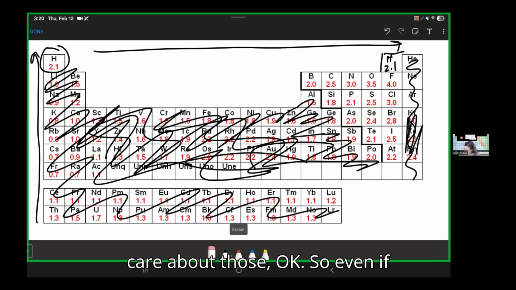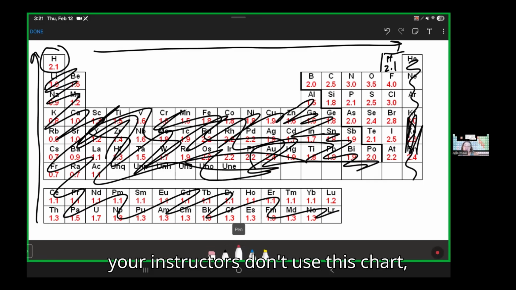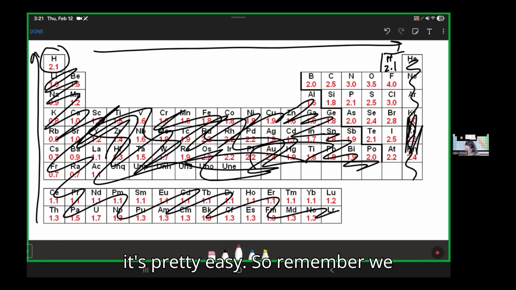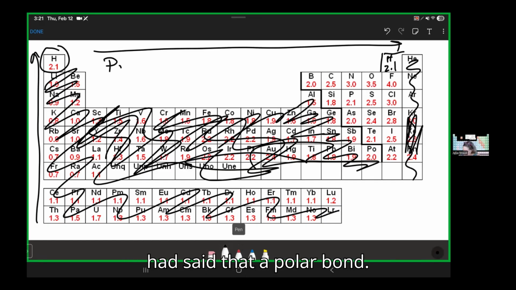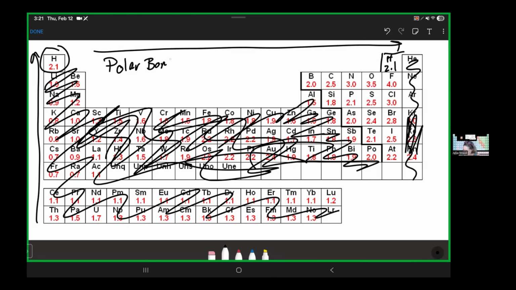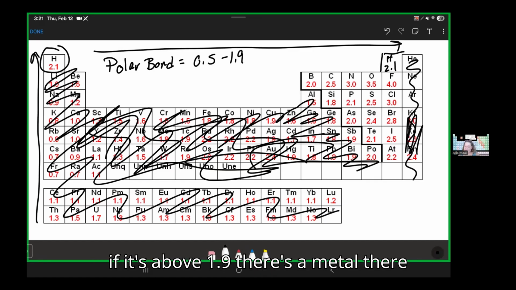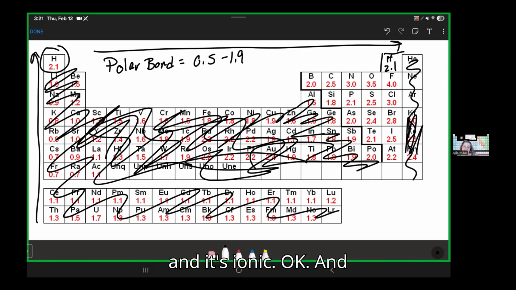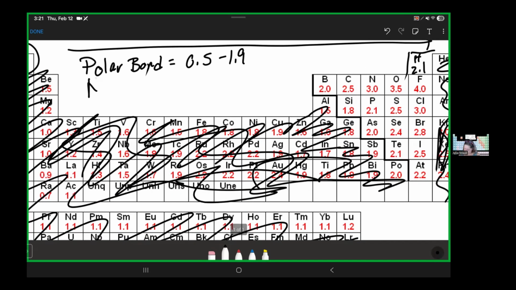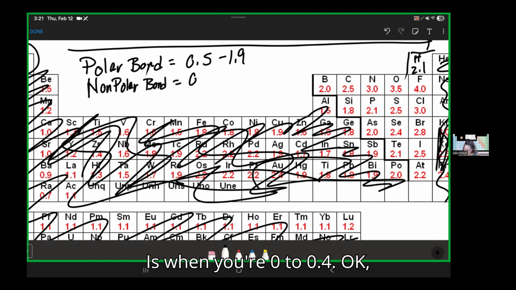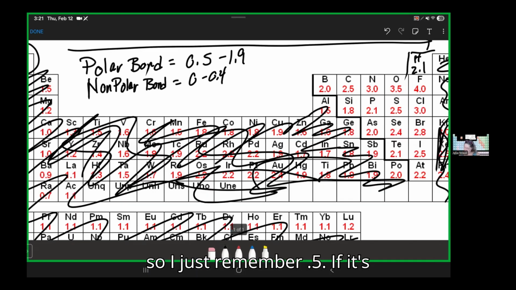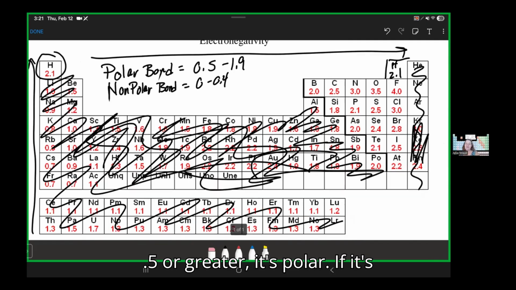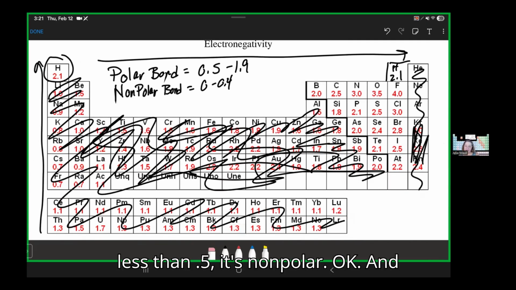So even if your instructors don't use this chart, it's pretty easy. Remember we had said that a polar bond is when your difference in electronegativity is between 0.5 and 1.9. If it's above 1.9, there's a metal there and it's ionic. And a non-polar bond is when you're 0 to 0.4. So I just remember 0.5. If it's 0.5 or greater, it's polar. If it's less than 0.5, it's non-polar.